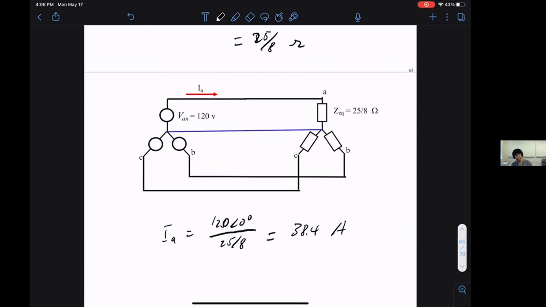So when you have two loads together, it's generally much easier to convert them into the same type as the generator and do the calculation that way, rather than try to figure out exactly what the currents are. Okay. Any questions for this conversion?